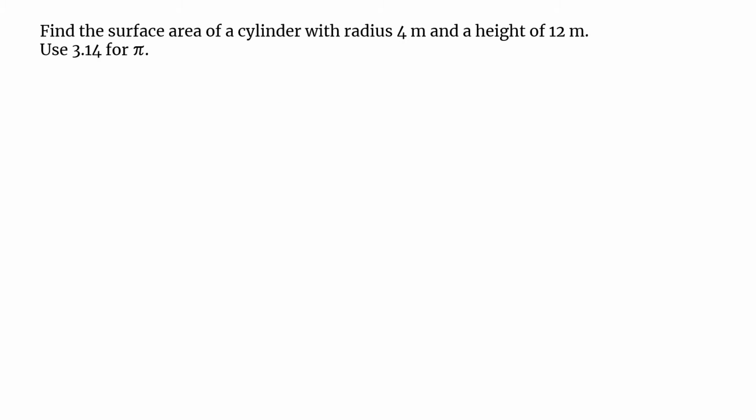Find the surface area of a cylinder with radius 4 meters and a height of 12 meters. Use 3.14 for pi.